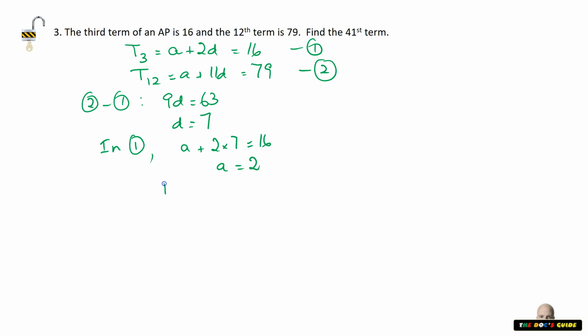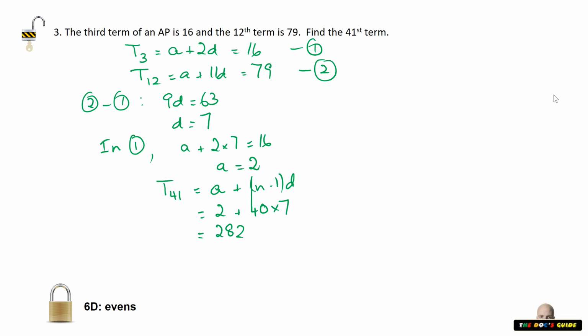And once we have that, we come back to our formula. To find the 41st term, it will be a plus n minus 1 d again, which in this case is 2 plus 40 times our common difference of 7. So that's going to be 282 as the 41st term.